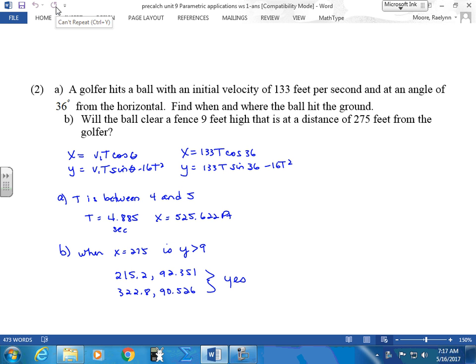So a golfer hits a ball with the initial velocity. Put your velocities in. Don't forget your t, your cosine of sine, your angle that he hits it at, angle of elevation. And there's nothing else going on here. This part here, we're going to look at on your graph.